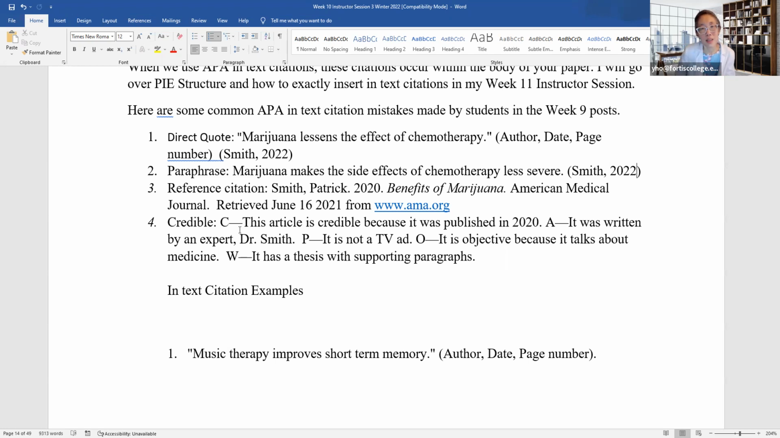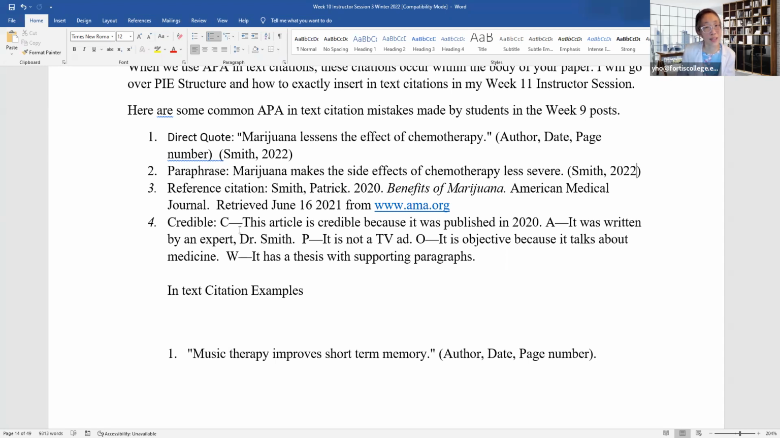Objective. Objective means, is it biased? Does it talk about both sides? Is it fair and balanced? Do they have any fallacies of cherry picking? Or is it factual, or does someone just make it up off the top of their head? Is it fictional or non-fictional? And so it is objective because it talks about medicine.